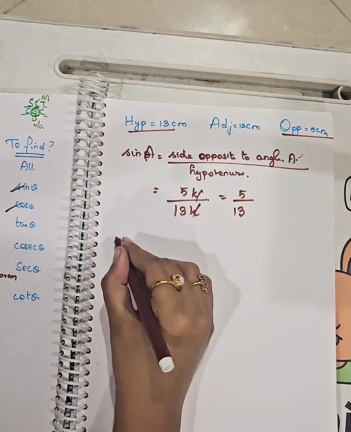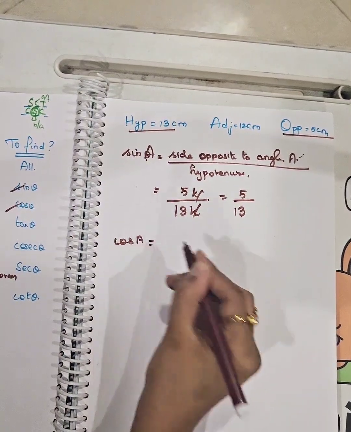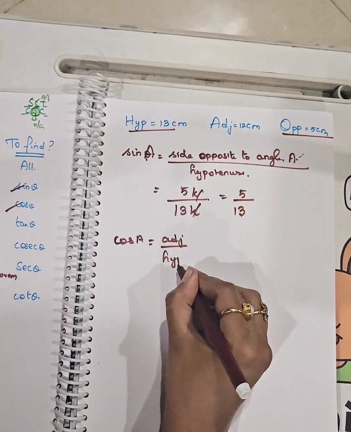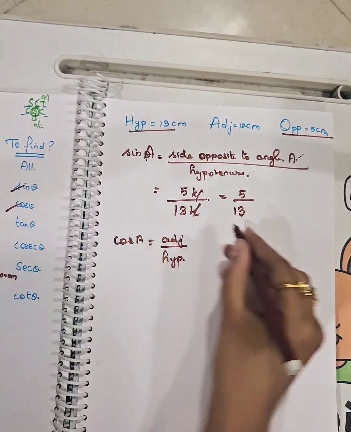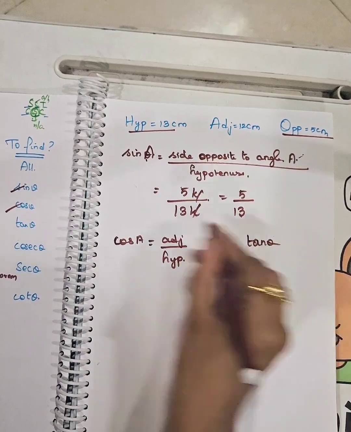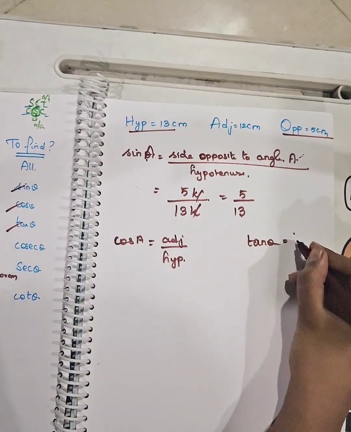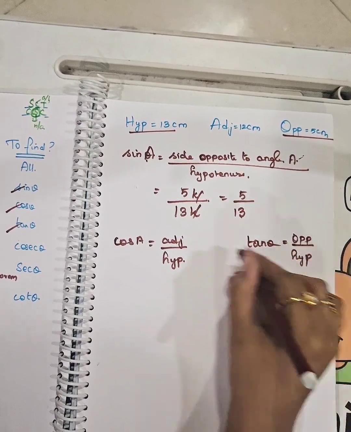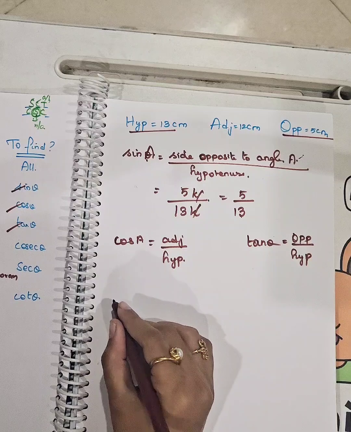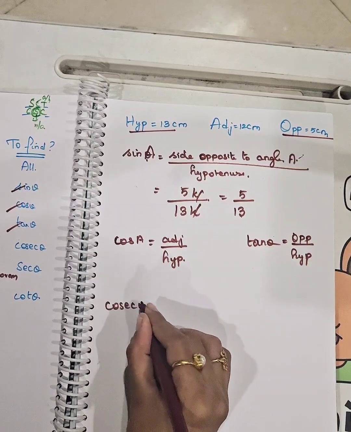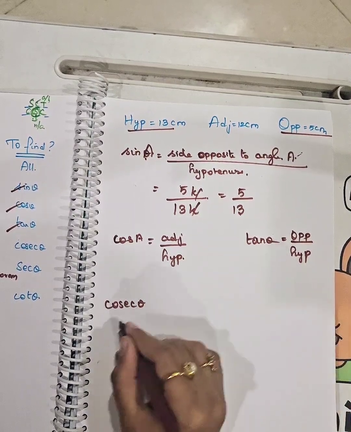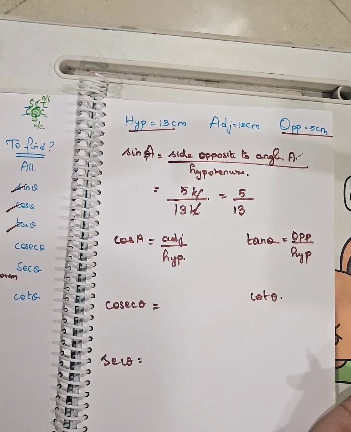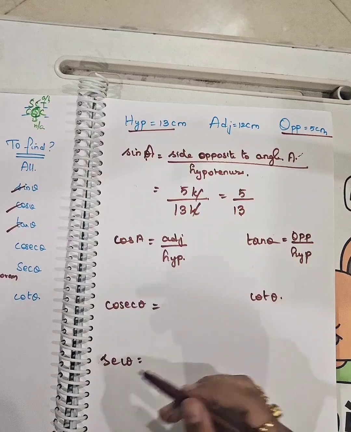So likewise you can find all other trigonometric ratio formulas. So let us move on to the next. Cos, what is the answer for cos? Adjacent by hypotenuse. The next one, tan. Tan theta, T-O-A, right? So opposite by adjacent. You should write the full forms for these. Okay. So cosecant, secant, cot.